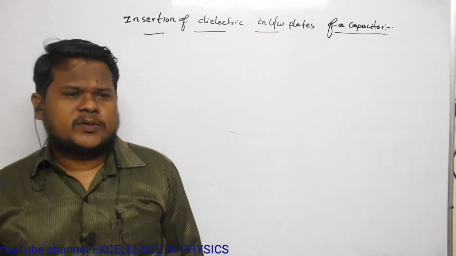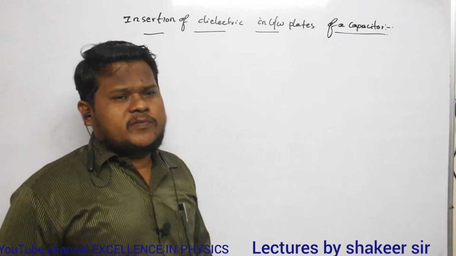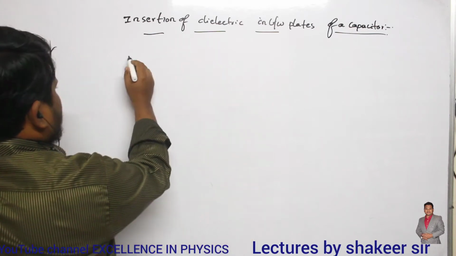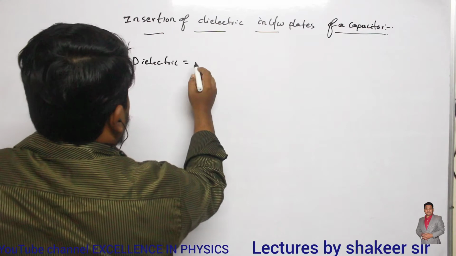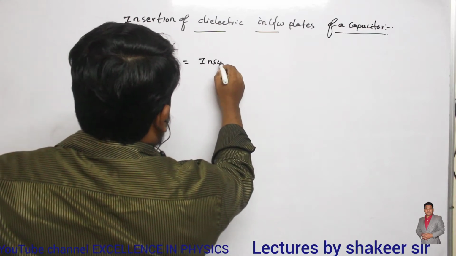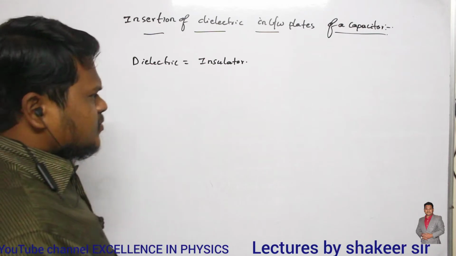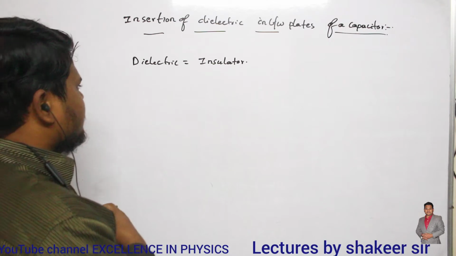So we are studying the insertion of a dielectric in between the plates of a capacitor. First of all, what is meant by dielectric? A dielectric is an insulator. An insulator is what is called a dielectric. So what is meant by insulator?